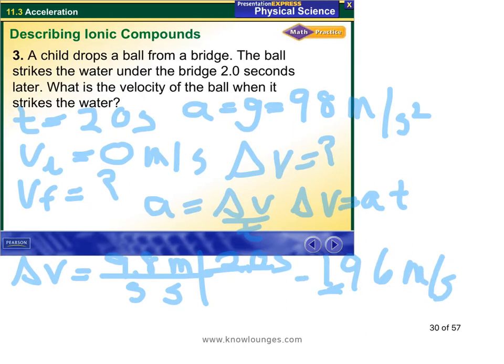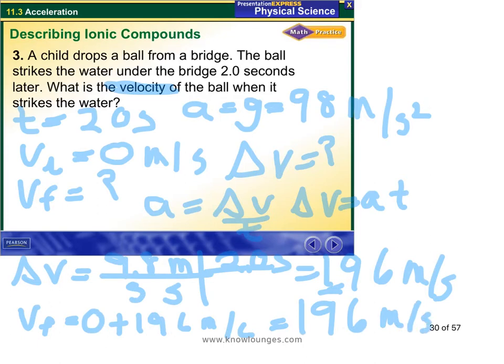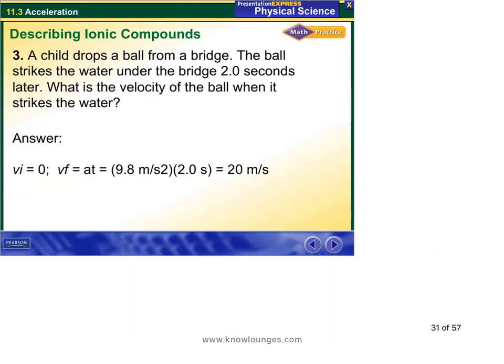meters per second. Yeah, that ball was going to be speeding up, so it started at 0. So its final speed is going to be the 0 it started at, and it speeded up 19.6 meters per second, making our final speed. And they ask for velocity, so that means we're going to need a direction. 19.6 meters per second down. Here they rounded it to 20. Same work though.